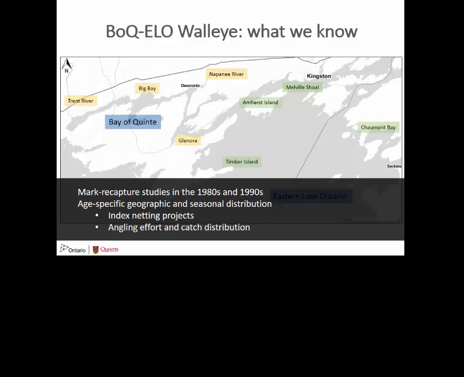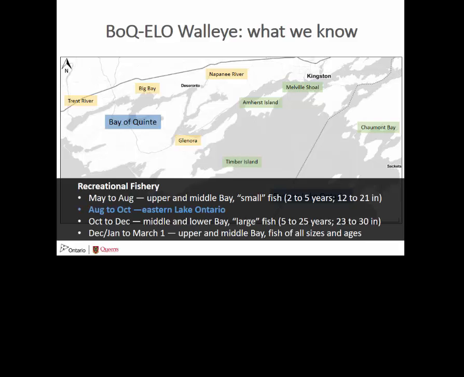Through historical market capture studies, we know that there's some movement between the Bay of Quinte and Eastern Basin. We also have some age-specific geographical and seasonal distribution information, and earlier in the session, Jim pointed to some of that work that's being done in our assessment. So this is through our index gill netting project, as well as some angler effort and catch distribution information.